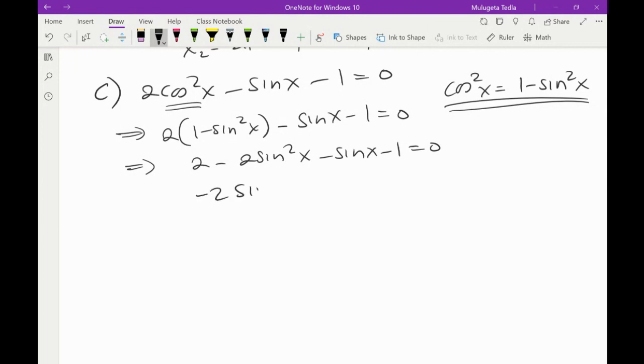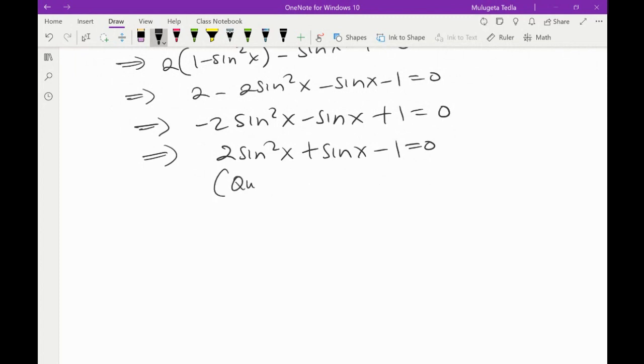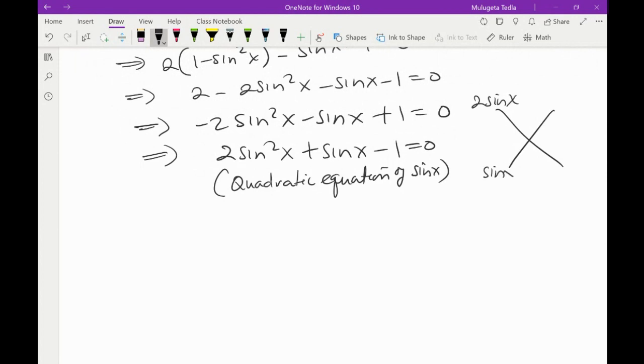So minus 2 sine squared of x minus sine x plus 1 equals 0. I can change the sign by multiplying by a negative sign. So it's 2 sine squared of x plus sine x minus 1 equals 0. This is a quadratic equation of sine x. You can factor it the way I do it. I have a method that gets me quickly to the answer, but you can choose whatever method you know for factoring the trinomial of a quadratic equation.